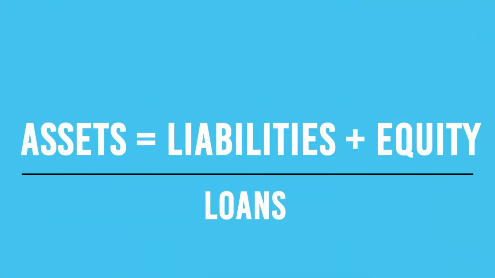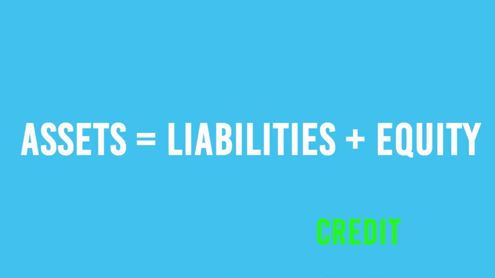Loans are liabilities, and liabilities live on the right side of the accounting equation. When you take out a loan, the value in the loan account increases, so we credit it to increase the balance. And when you pay off the loan, you decrease the value, so you debit it to decrease it. Except there's one more tiny wrinkle.